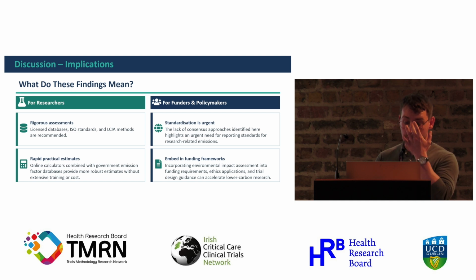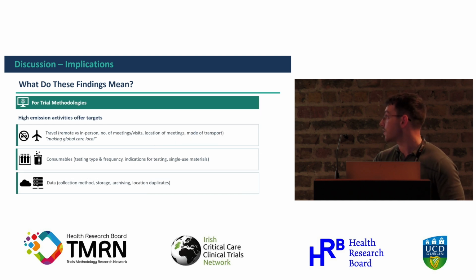And then for funders and policymakers, as I mentioned, there's a lot of fragmentation and a lot of variety, so we need more standardized approaches for this, specifically so that we can develop some kind of consensus around how we might report those emissions and those specific activities as well. And what we might see as well is more embedding of environmental impact assessments in our funding frameworks, so in our funding applications, ethics applications, and in our trial designs as well, so that we can move towards carrying out more lower carbon research.